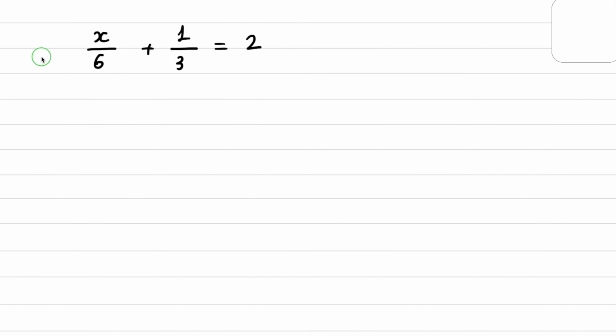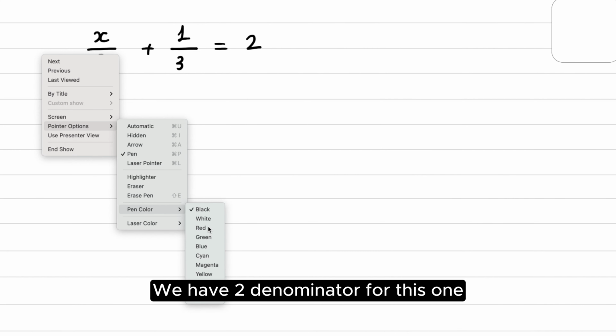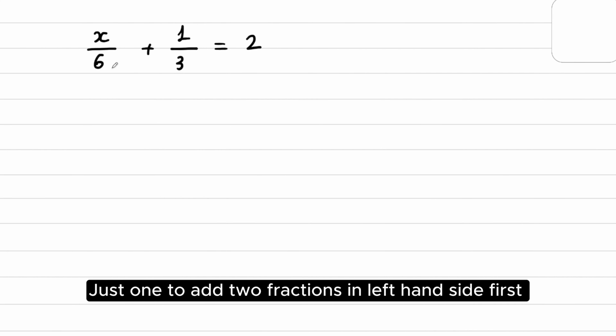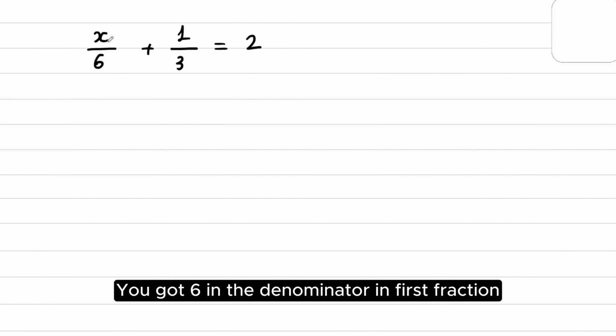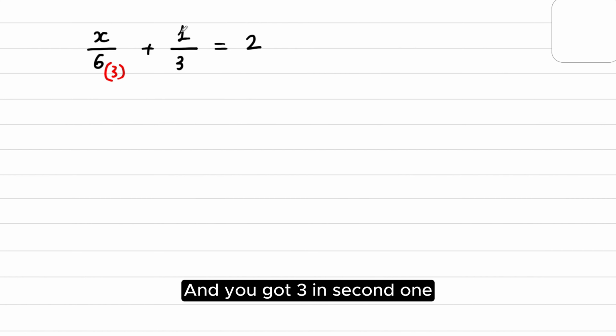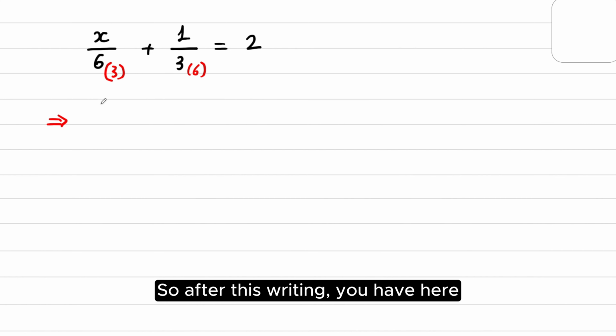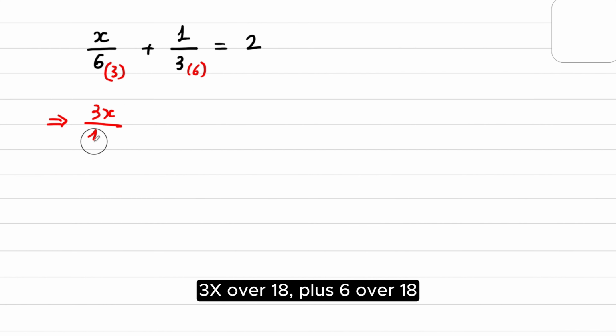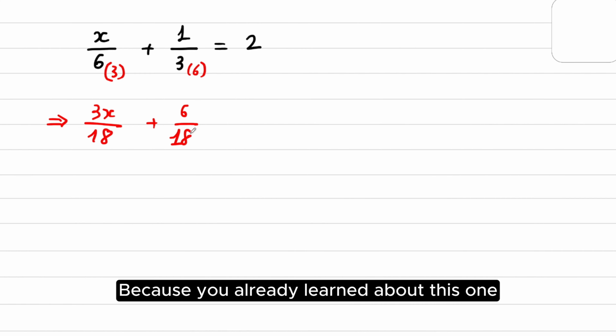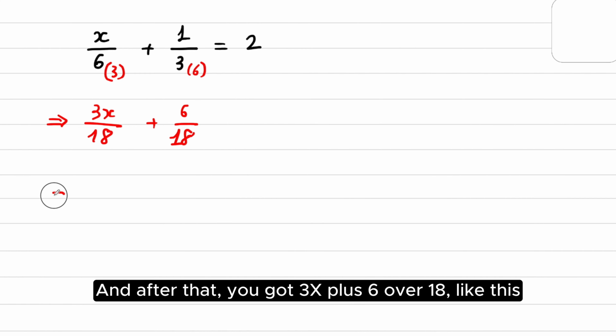Look at this. We have two denominators here, and for the first step, I just want to add the two fractions on the left-hand side first. You have 6 in the denominator of the first fraction, and 3 in the second one. So after writing this, you have 3x over 18 plus 6 over 18. It's very easy, right? Because you already learned about this. And after that, you get 3x plus 6 over 18 like this.